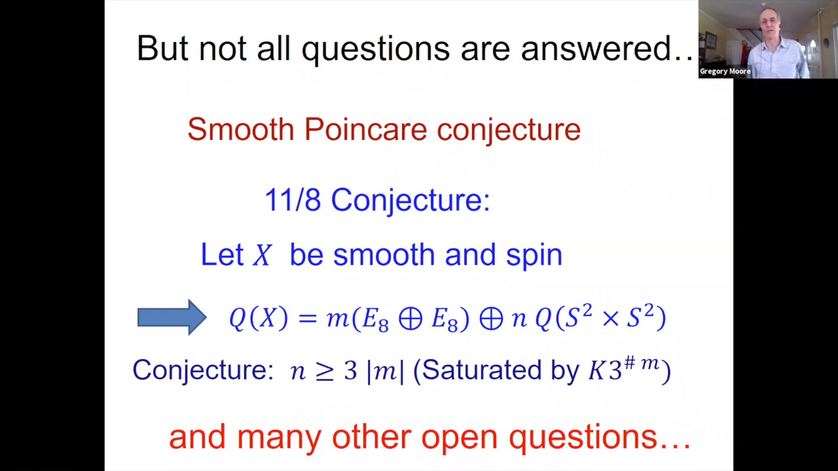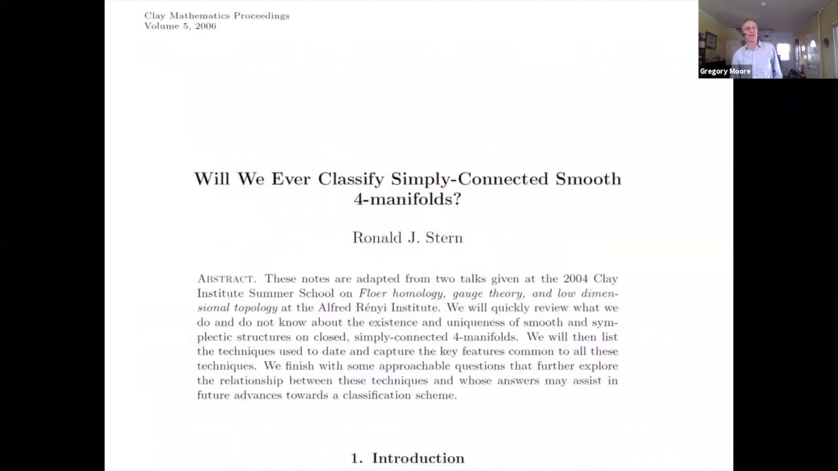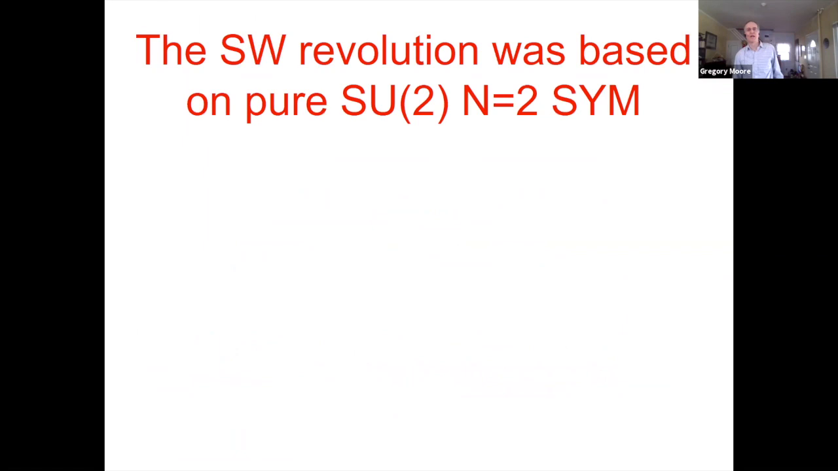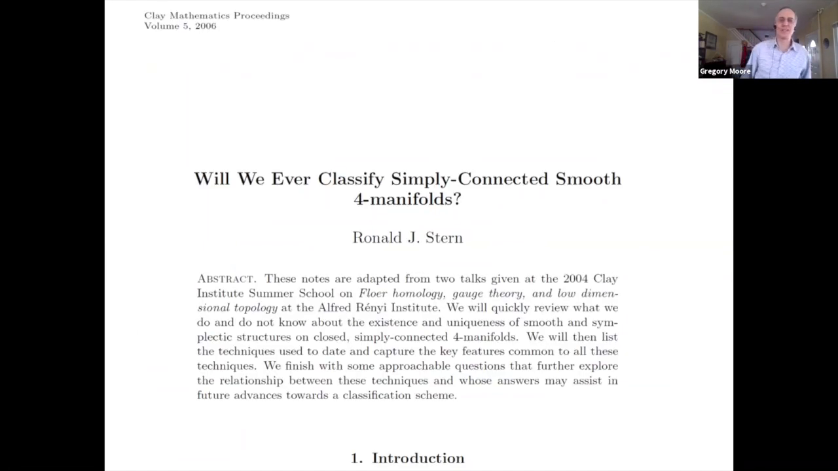And there are many other open problems. So that in 2006, a leading expert in this subject, Ron Stern, wrote a paper with this title, and I don't know for sure, but I suspect that if he wrote a paper now, he might be still satisfied with this title. So the question is, can physics help with some of these open problems?